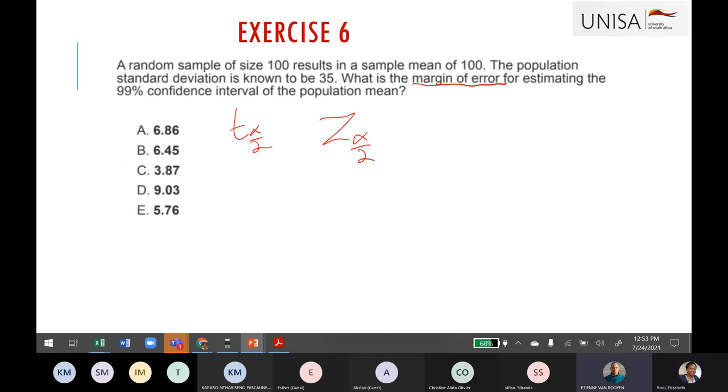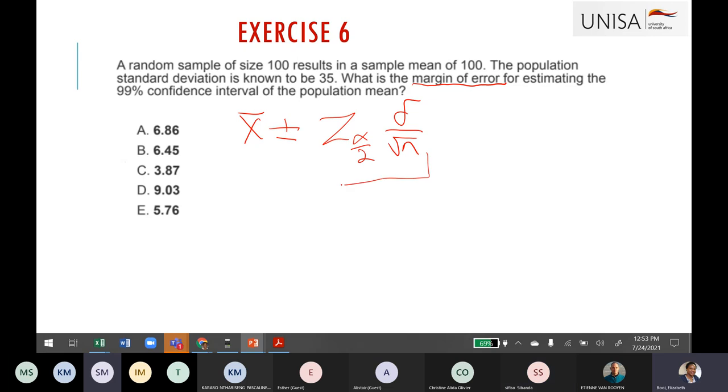Okay, the population standard deviation is known, so it should be Z. If that is Z, then find the standard error, the margin of error. Do you remember what the margin of error formula is? Why am I using S? This will be the formula that you get. Which part of the formula are you using to calculate the margin of error? After the plus minus, you're going to use only that part.